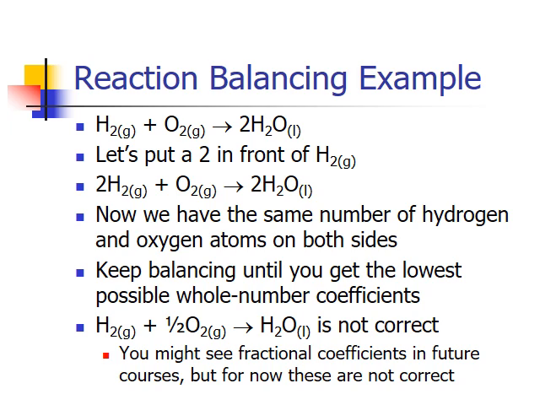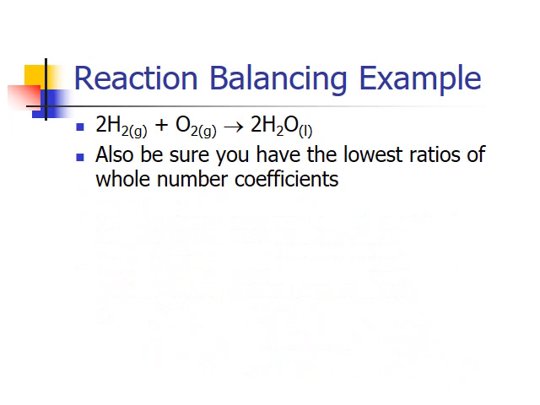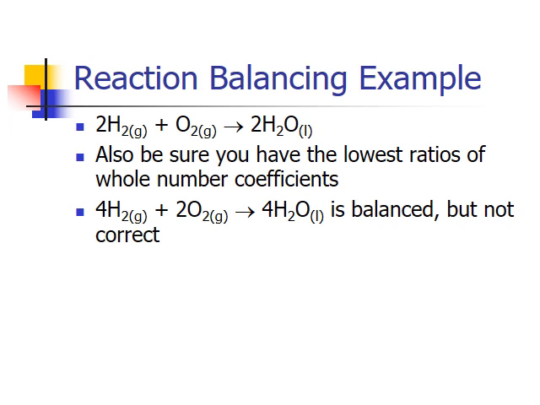You may see the reaction written as this. Okay, in our course, this is not correct. We do have the same number of atoms on both sides, but we will not use fractional coefficients. And you may see these in other examples and in future courses, but not for ours. Also, we want the lowest ratio of whole numbers. This version of the reaction is balanced, but it's not correct because we can divide through by 2. We can divide through by a whole number and get a lower balanced number of whole number coefficients.